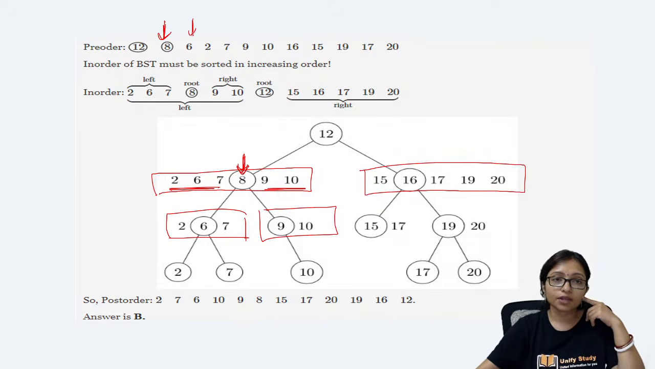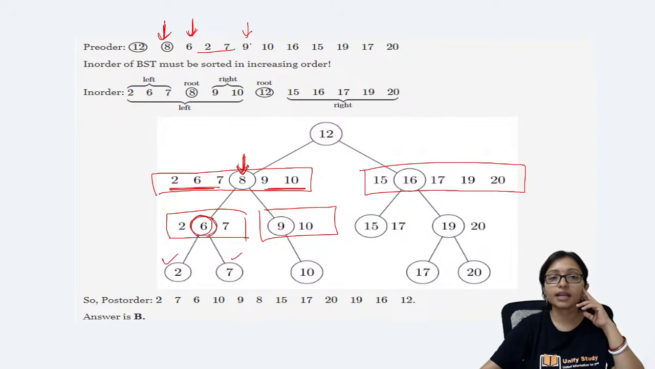Now the next element you are getting, this is your root. So make the root 6. Whenever you make 6 the root, then 2 is left, 7 is right. It's done. 2, 7 is already done. Next element is 9. So from here 9 is your root, 10 will be your next child. After that, the 10 is done.